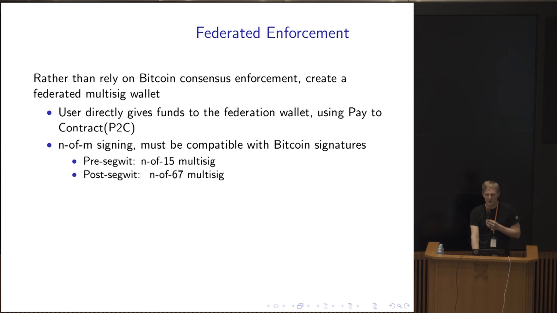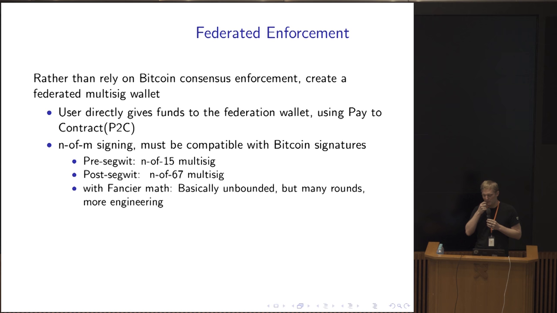And with fancier math, you can do unbounded, pretty much, using ECDSA pairing-based cryptography tricks. You can get it down to where it looks like one signature. You basically do the M of N Schnorr, but do it in ECDSA. But it's more rounds, more engineering. The consensus algorithm, they have to do more back and forth communication, which just increases time, latency, things like that.